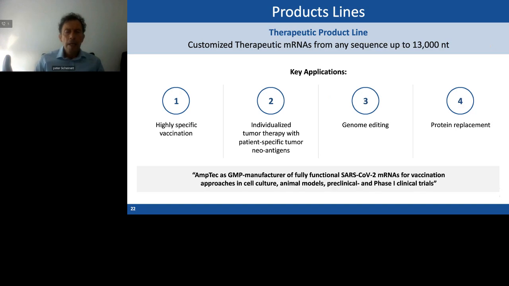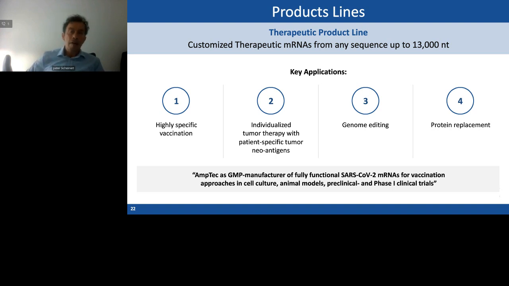And the next slide. Of course, now I think that's the main topic of today, therapeutic mRNAs. So we are able to produce customized therapeutic mRNAs from any sequence up to approximately 30,000 nucleotides. This is interesting because at the moment a number of customers are using so-called self-replicating mRNAs for COVID-19 approaches, but also for cancer therapies.